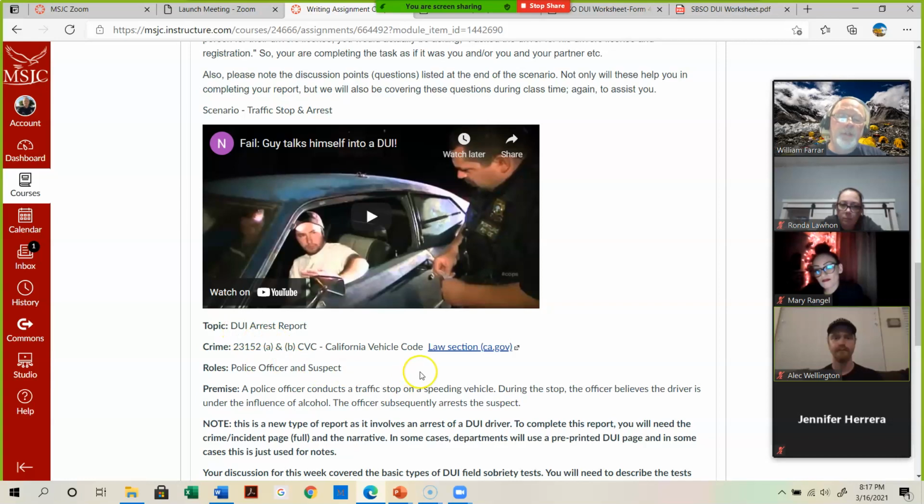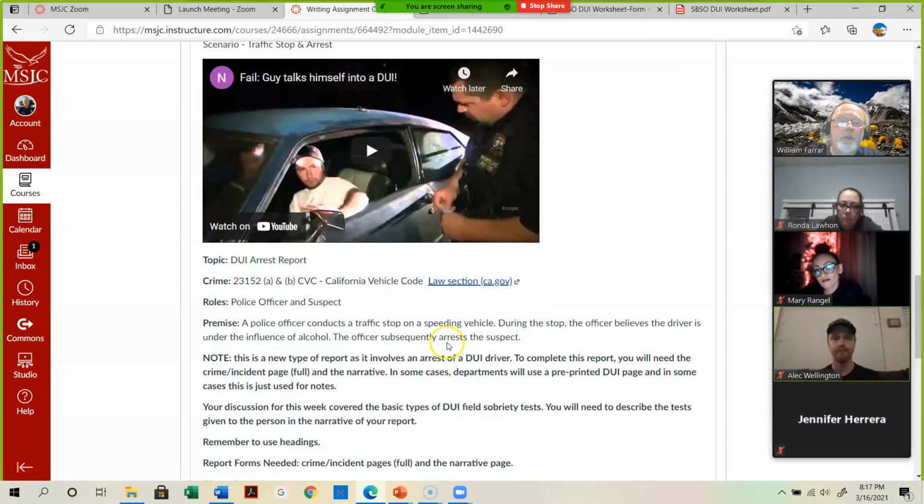And the section, just so you can read it, you can click here, it'll take you to FindLaw, which is actually a pretty good website. And this is the violation. So there's two sections to driving under the influence. There's driving while impaired, which is the A section. The B section applies if you're 0.08 or higher.